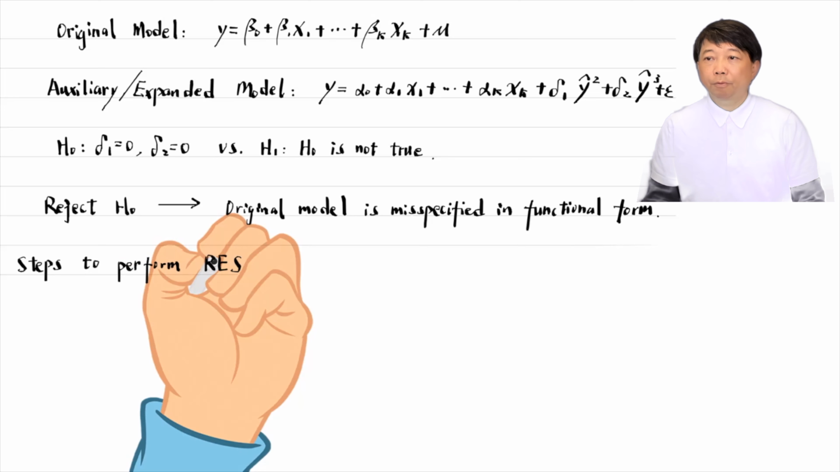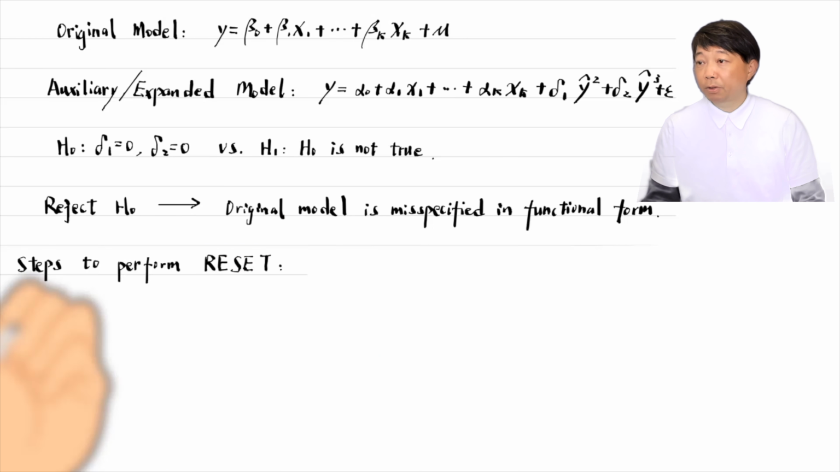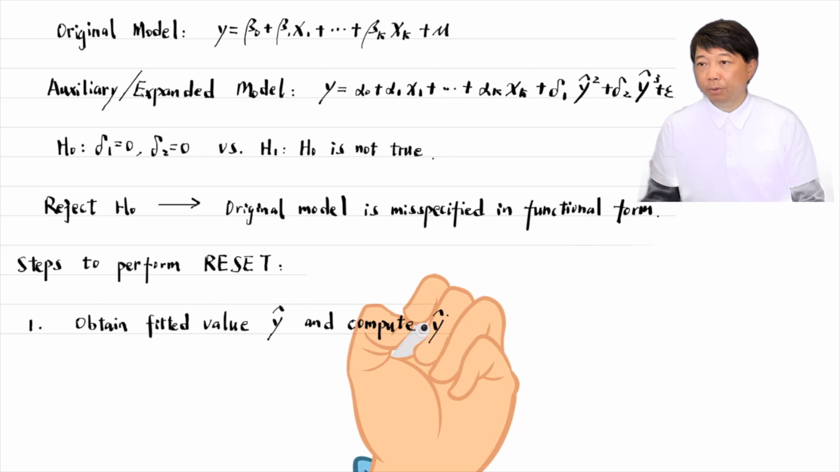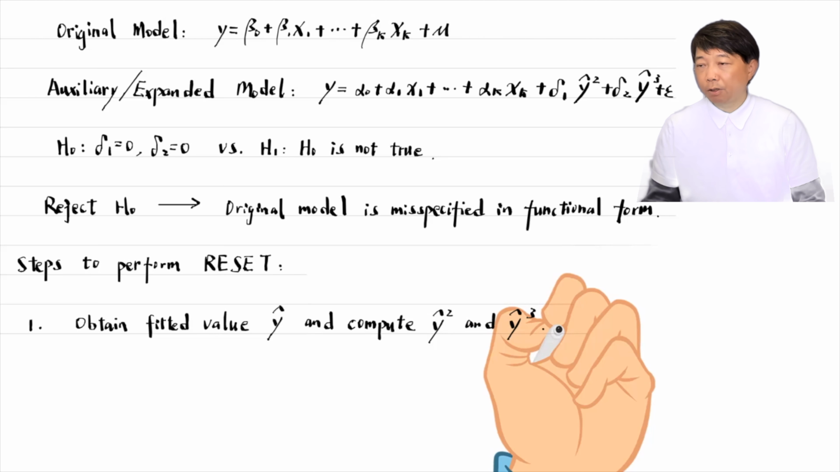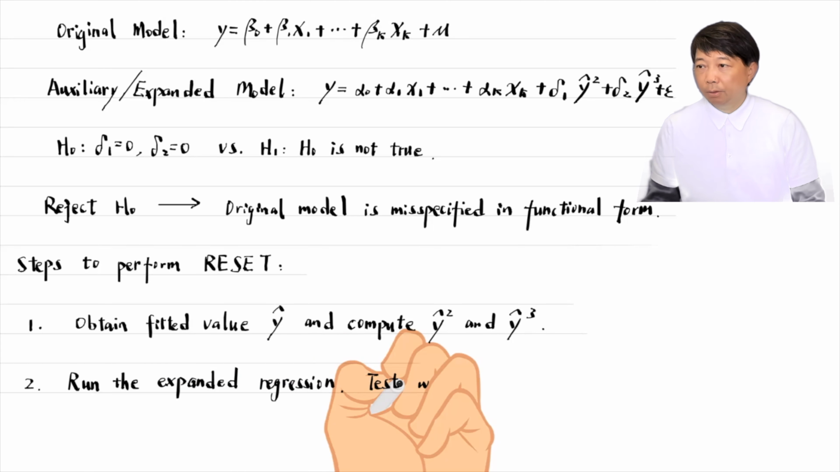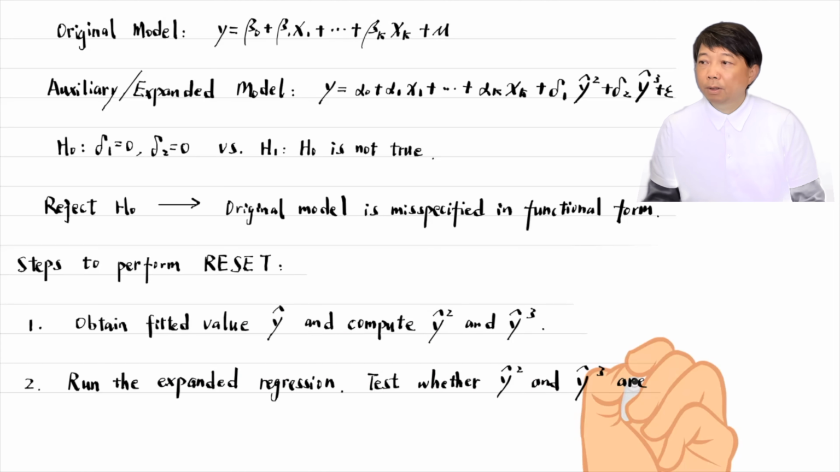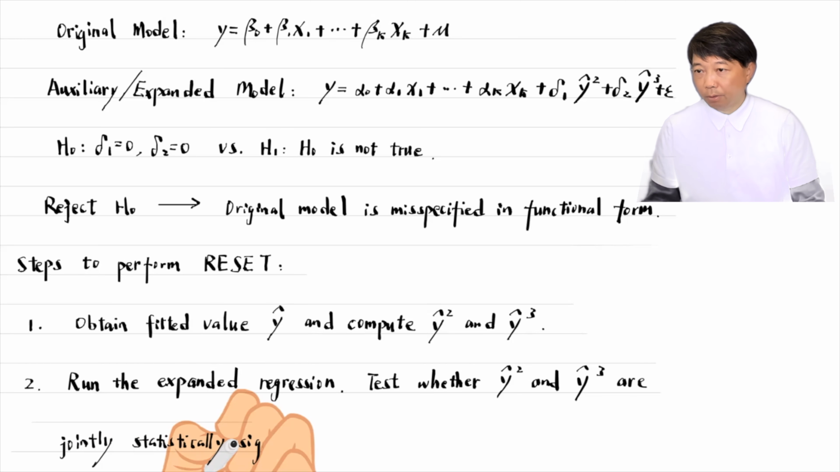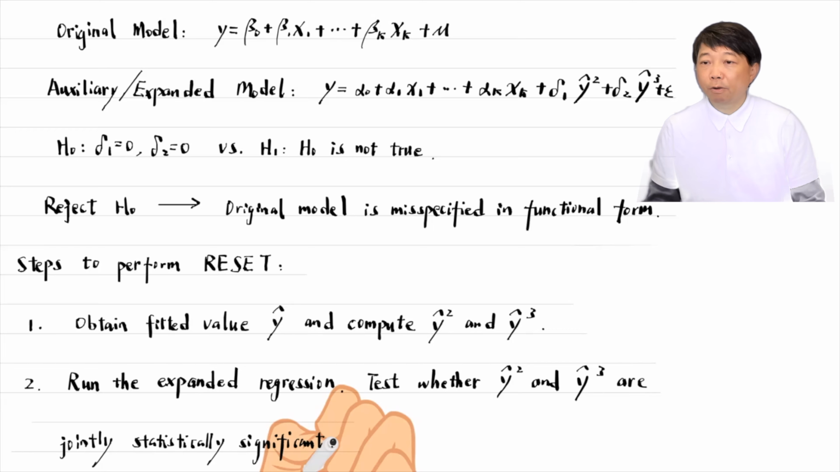There are two steps of the RESET test for functional form misspecification. In the first step, we estimate the original model using OLS and obtain the fit value. We then compute the square and cubic terms of the fit value. In the second step, we run the expanded regression, or the auxiliary regression. We add the square and cubic terms of the fit values to the original model and test whether those two new variables are statistically significant.